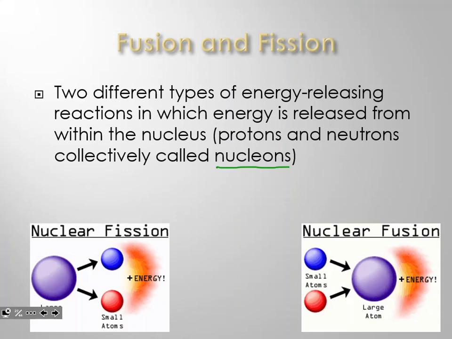Now nuclear fission is you're taking a larger atom. Here in the picture, as you see, a larger atom, and it breaks down into smaller atoms. The nuclear fusion, you take two smaller atoms and it combines to form a larger atom. They're kind of opposite each other. Fission versus fusion.